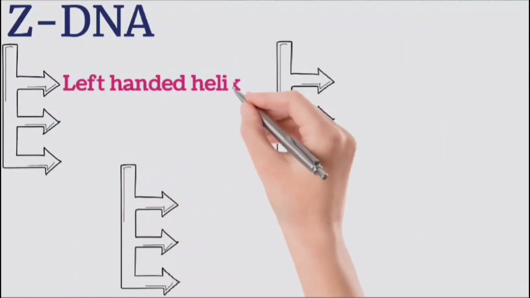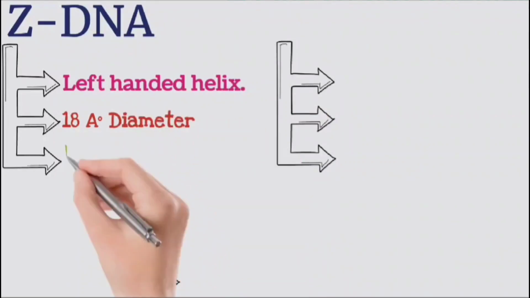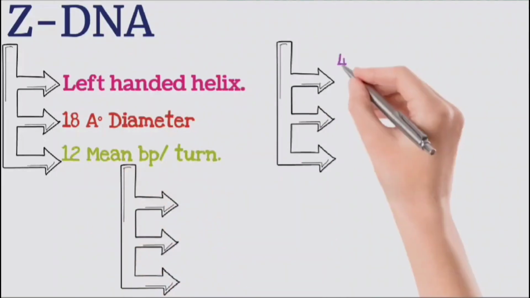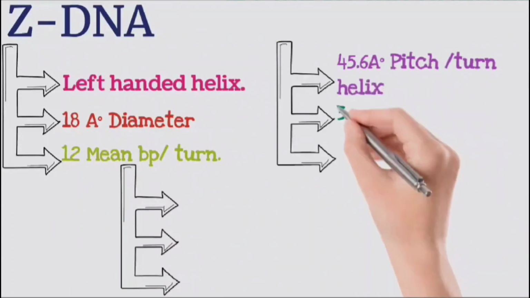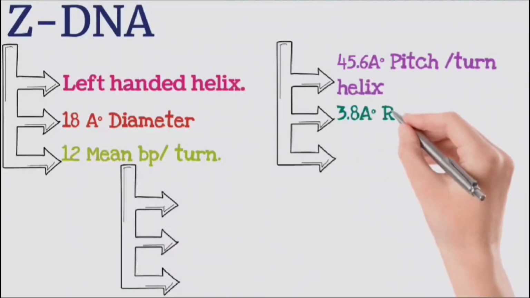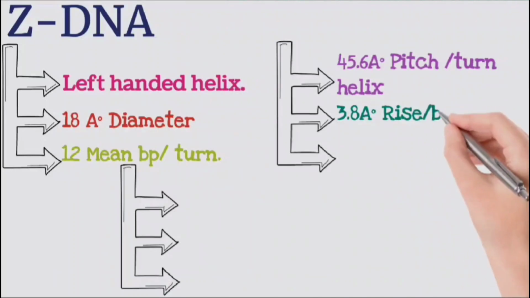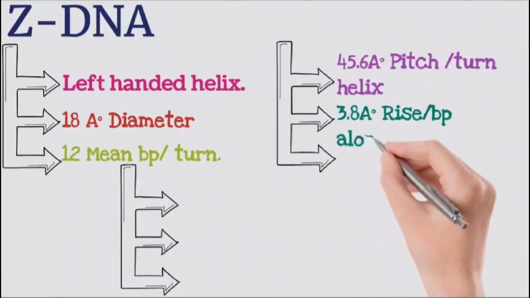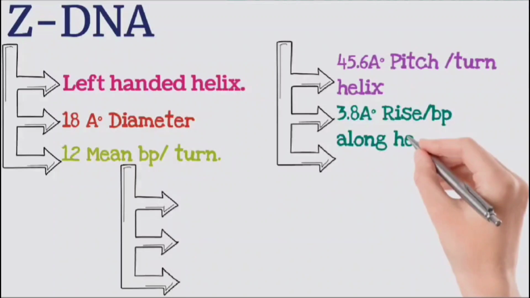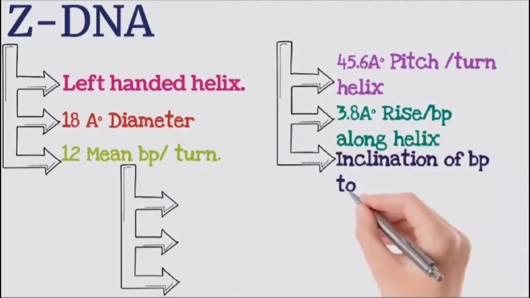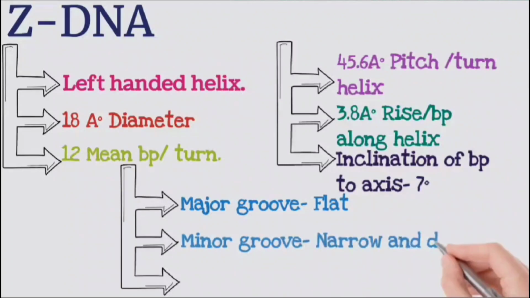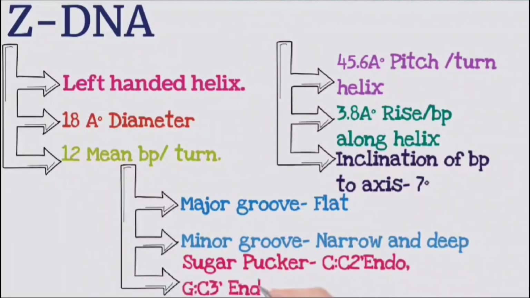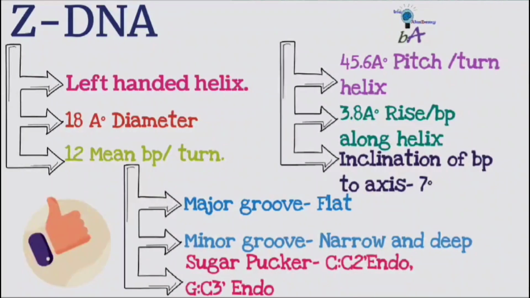Next, Z DNA is left-handed. The diameter is 18 angstrom. The mean base pair per turn is 12. The pitch per turn helix is 45.6 angstrom. The rise per base pair along helix is 3.8 angstrom. Here the major groove is flat and minor is narrow and deep. The puckering here in cytosine is C2 endo and C3 endo in guanine.